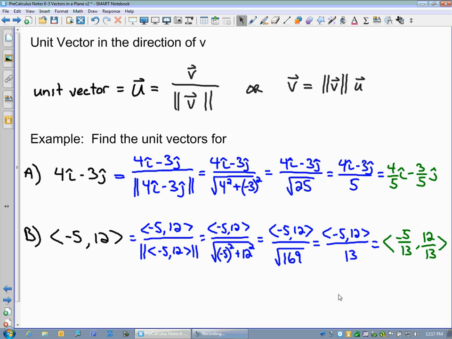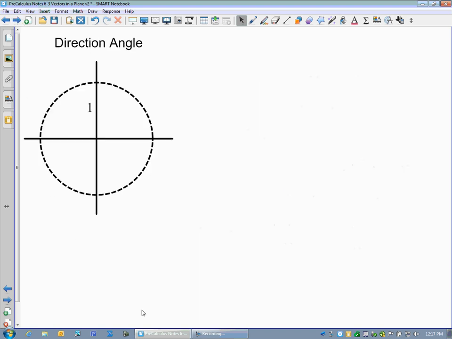Alright, the next thing we want to look at is direction angle. For a direction angle, we're going to start with our unit circle. Let's say we have a vector, and we're going to call this vector v. We're going to derive a formula to be able to find out what is the direction angle of any vector. And by direction angle, what we mean is if I put my vector v in standard position, which it's in, its initial point is at the origin, then the angle it creates with the positive x-axis, that theta there, is going to be our direction angle.